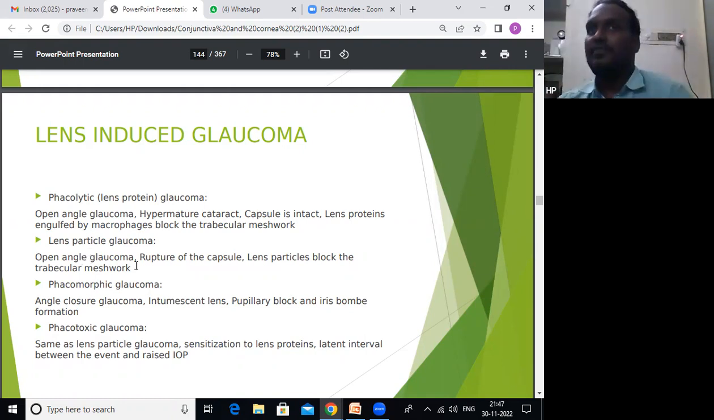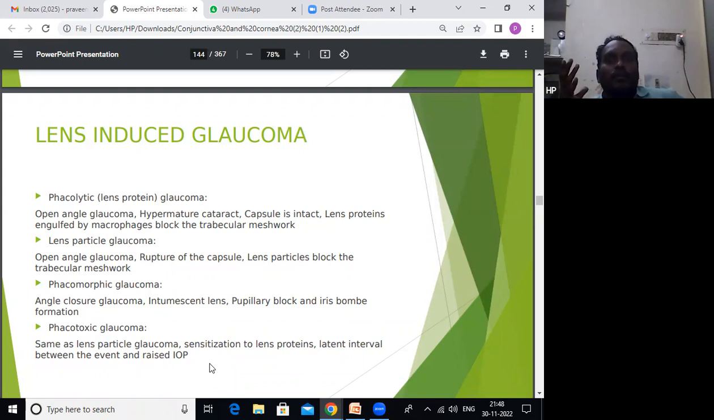You understand? The basic difference between lens particle glaucoma and lens protein glaucoma is the integrity of the capsule. In lens particle glaucoma, the capsule is torn, so the lens particles will go directly. Whereas in lens protein glaucoma, the capsule is intact, so only lens protein will leak out. Then you have phacotoxic glaucoma, which is the same as lens particle glaucoma, but the intraocular pressure rises after a certain time because there is a sensitization to lens proteins which has to happen. There's a toxic reaction which has to happen, so it will take time, and that's why it's called phacotoxic glaucoma.